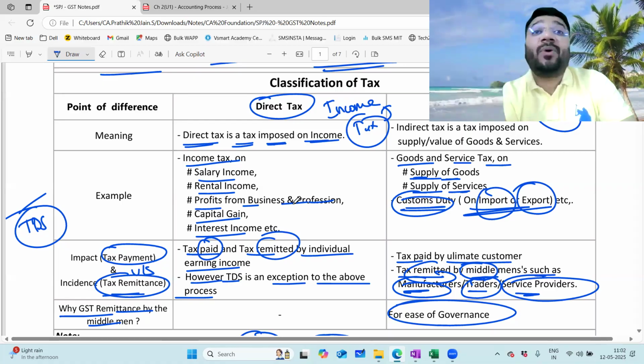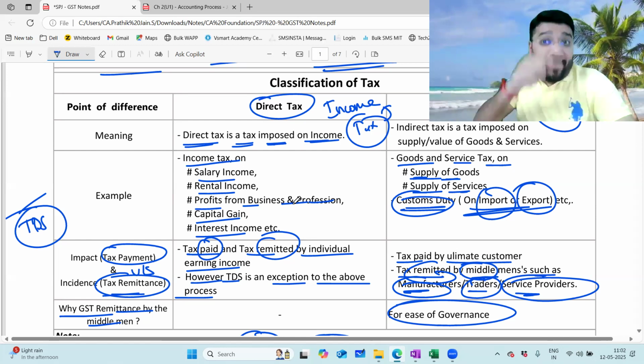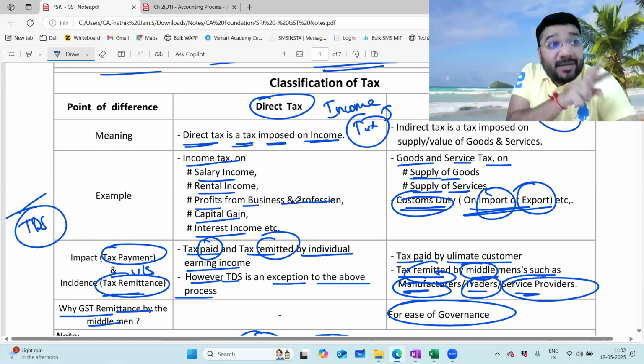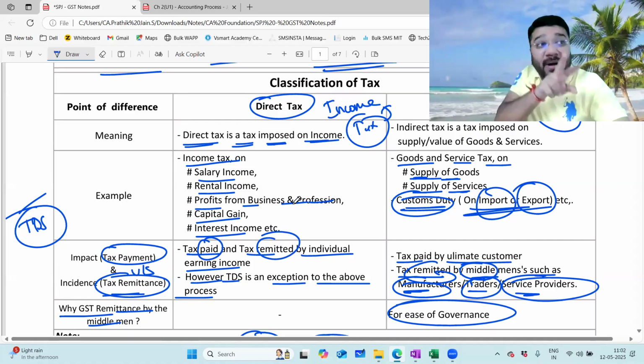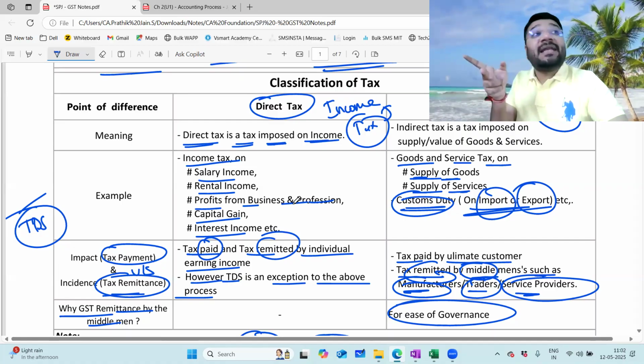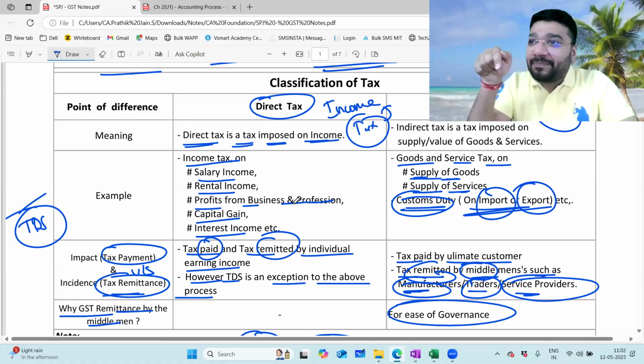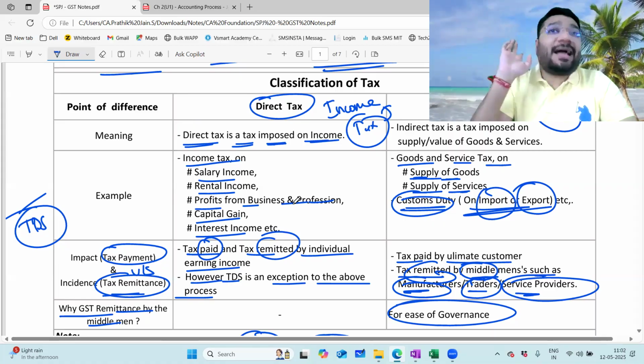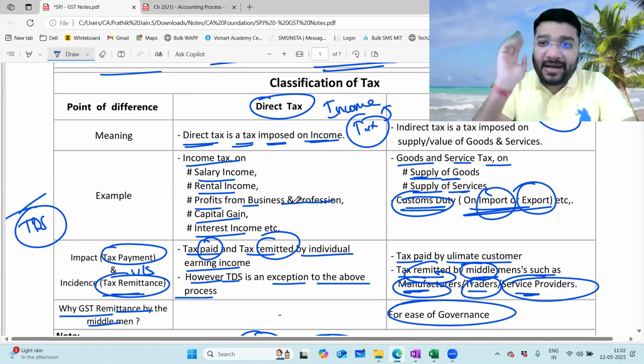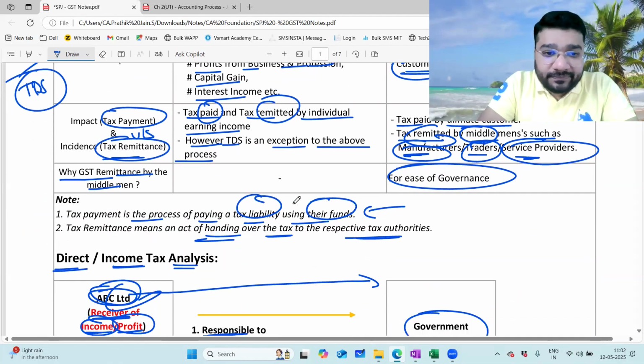The burden of tax means what? The suffering of the tax. Government gave that burden on whom? Middleman. Middleman shifted that on whom? End customer. So the burden of tax can be shifted to the end customer in case of indirect tax, but not in case of direct tax. In direct tax, the tax remitter is the person responsible to pay tax, so the burden cannot be shifted. You said rightly, Gautam.